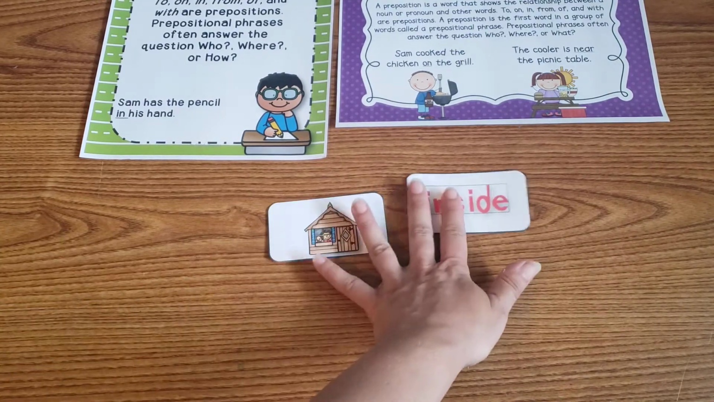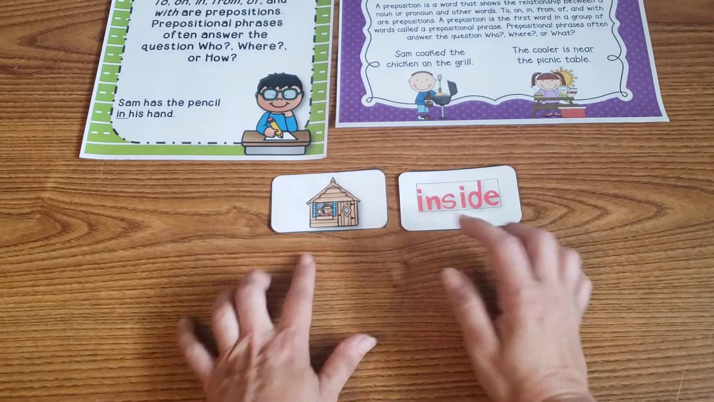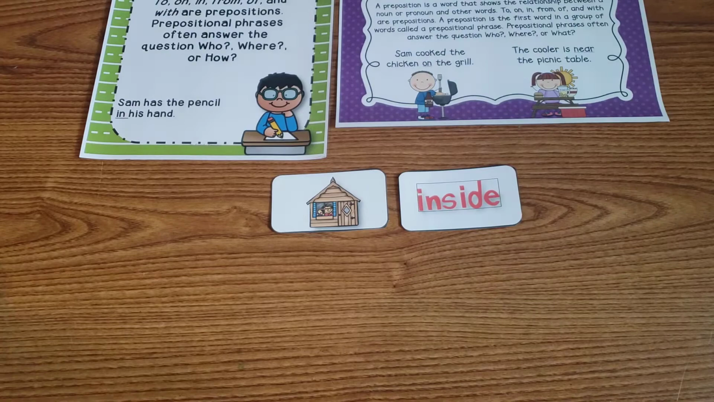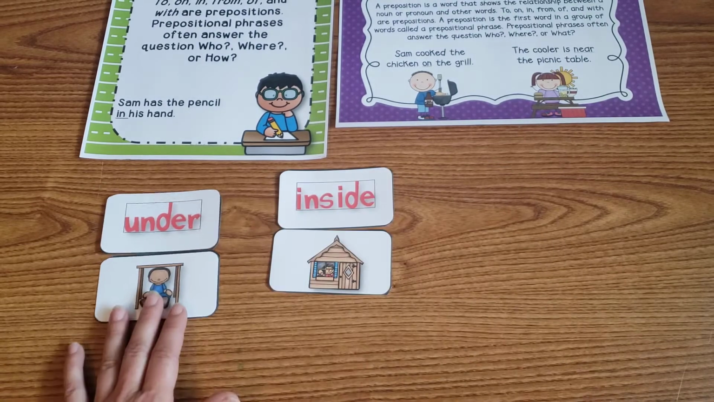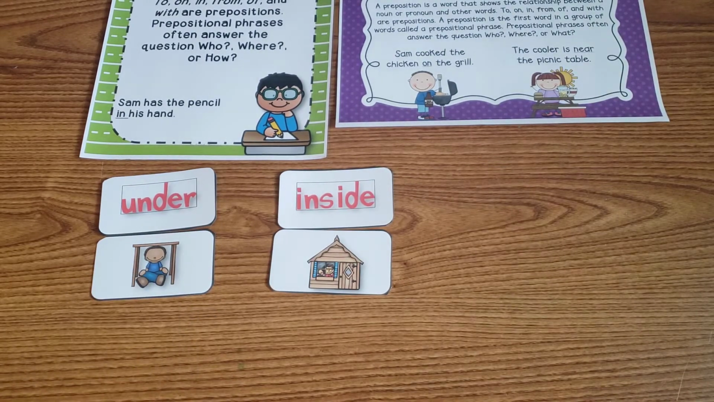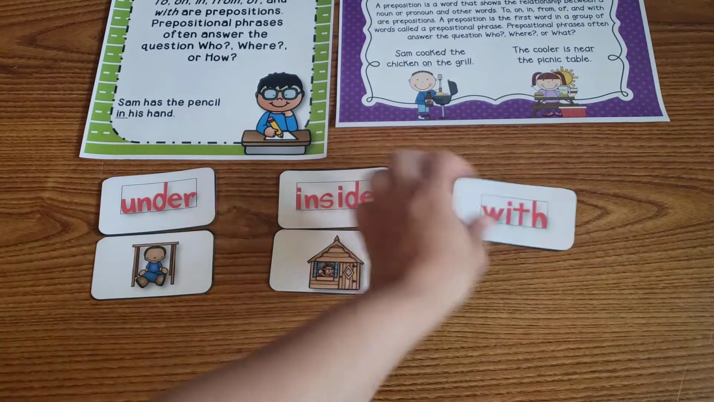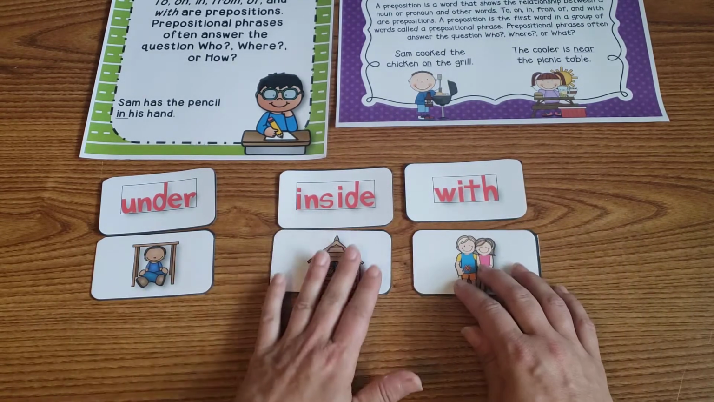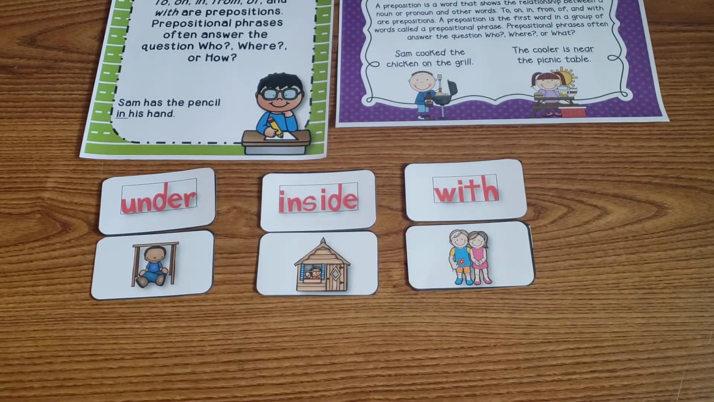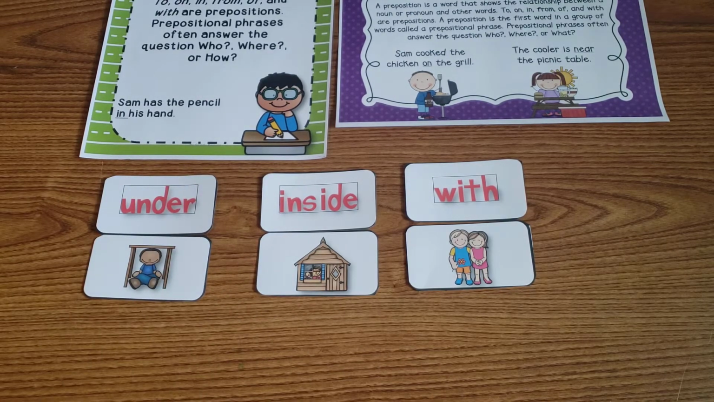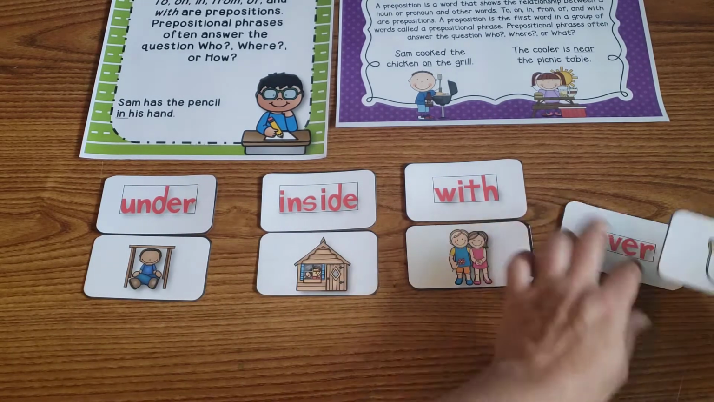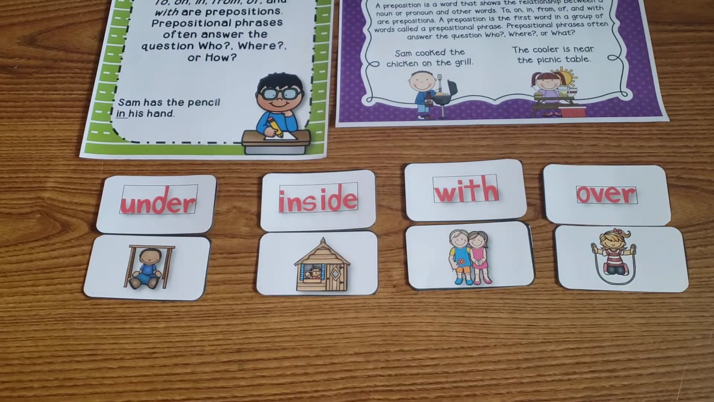We have inside here. This person is inside the house. Another preposition is under. Here, I'll actually put them like this so you can see. Under. The boy is under the table. With. She is with her friend. With. Another one. Over. She jumps over the rope.